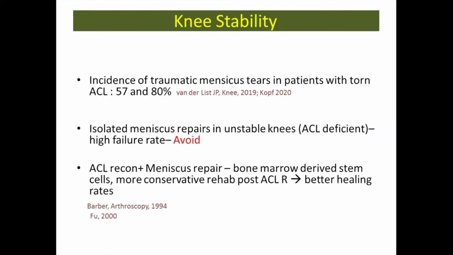Again, knee stability is another very important part that we need to consider. When the patients come with torn ACL, 57 to 80% of the patients have meniscus injury. And if the patient is with ACL injury, we cannot only repair the meniscus and leave the ACL or other ligaments just like that, because this will not give very good outcome in terms of healing.